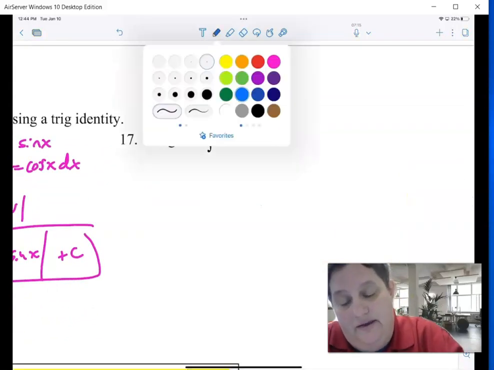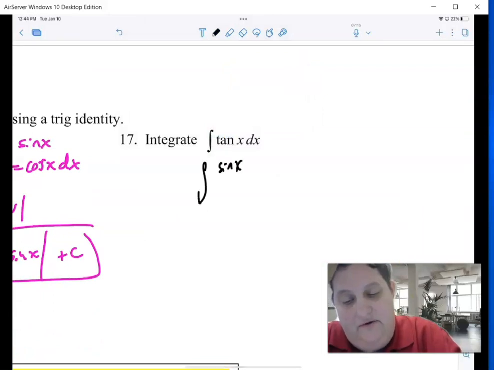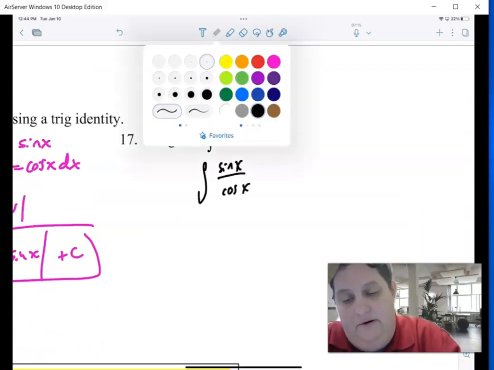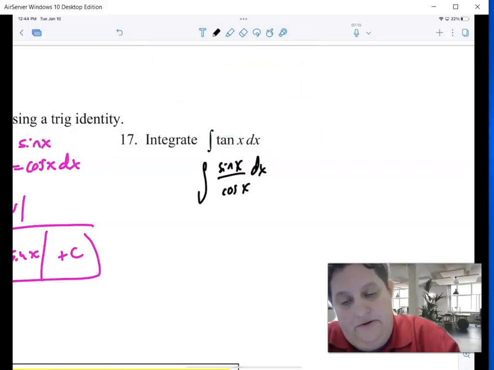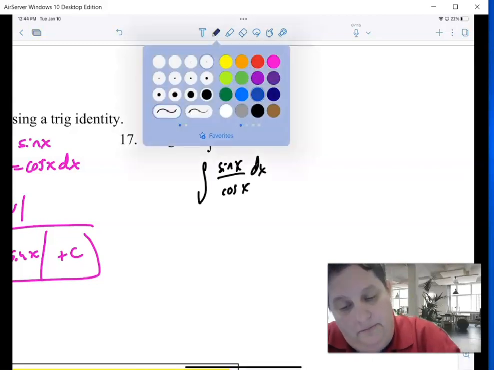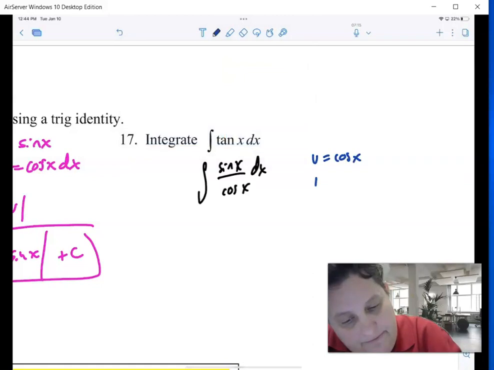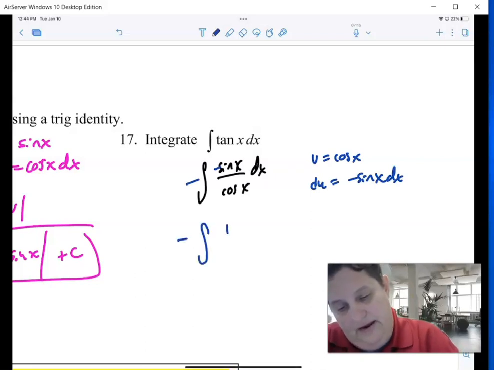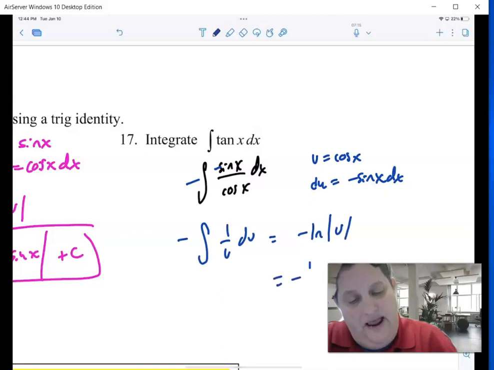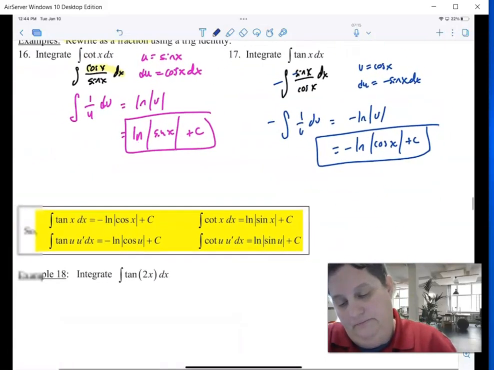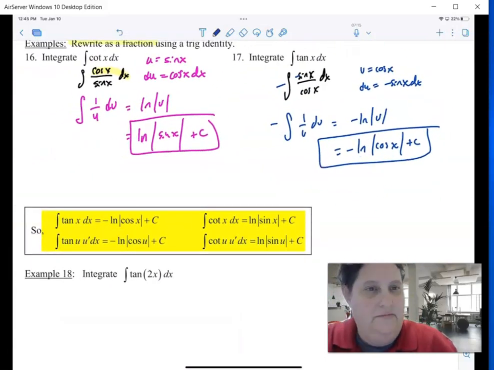Let's try it with tangent. I have to rewrite this as tangent is sine over cosine. I didn't put my dx. U is what's on the bottom. U is cosine. So du is negative sine, negative, negative. And I get 1 over u du. So it's the negative ln of u, so it's negative ln cosine plus c. Okay? Does that make sense?